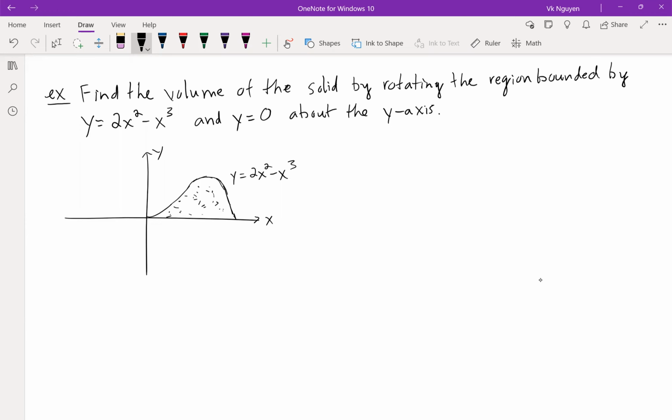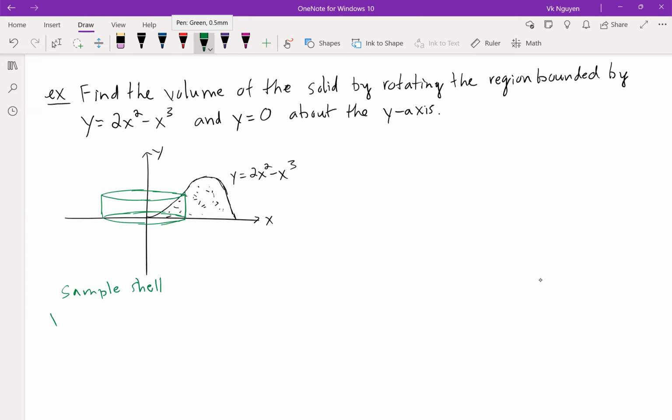When we rotate this about the y-axis, it would be wise to use the shell method, because if we draw this as a washer, then we cannot solve for x. It's not possible. So we can rotate a sample stripe, a vertical sample stripe, and that would get us a shell.